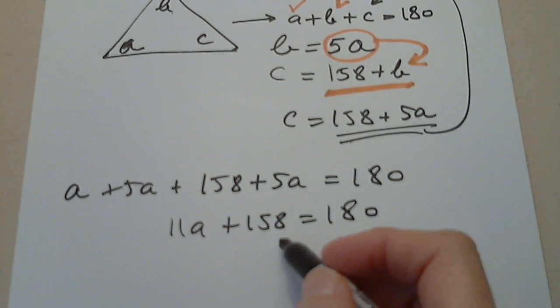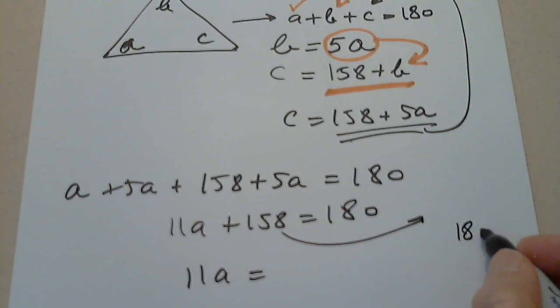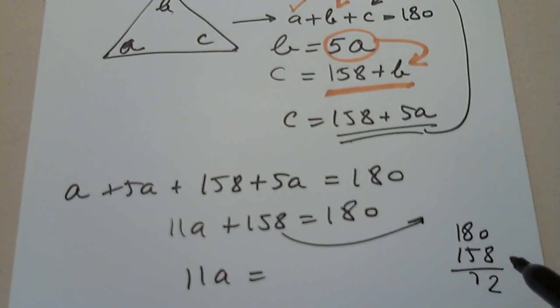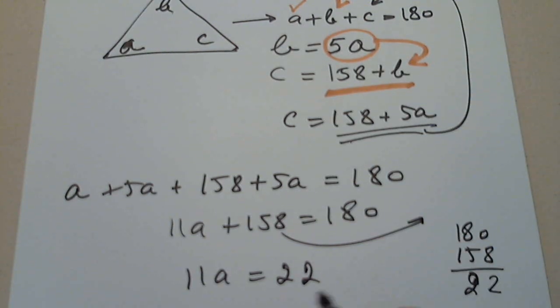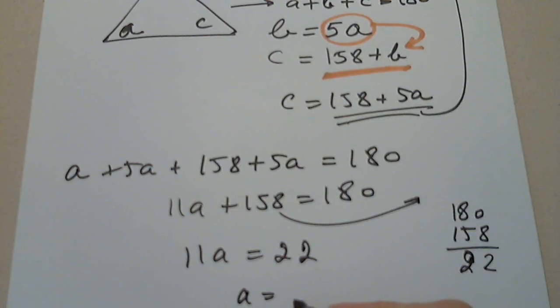Track 158 both sides. Very good. Move it to the other side. 11A equals 180 minus 158, which is, I got 22. Is that correct? Yep. Good. Can anyone give us the measure of angle A? 2. 2 degrees.